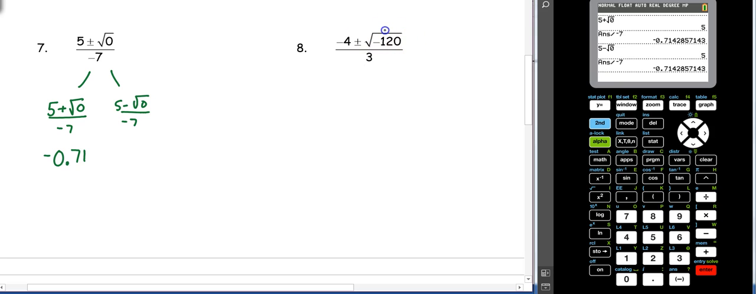Now, if there's a negative in the square root, remember we can't take the square root of a negative number. So anytime that there's a square root of a negative number, we don't even need to put it in the calculator. We just know that it's undefined.